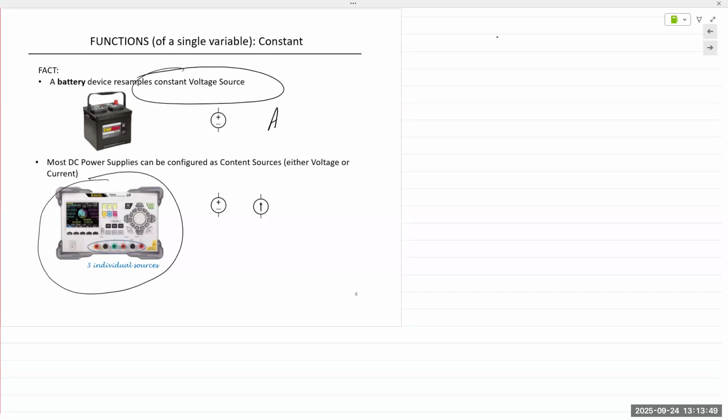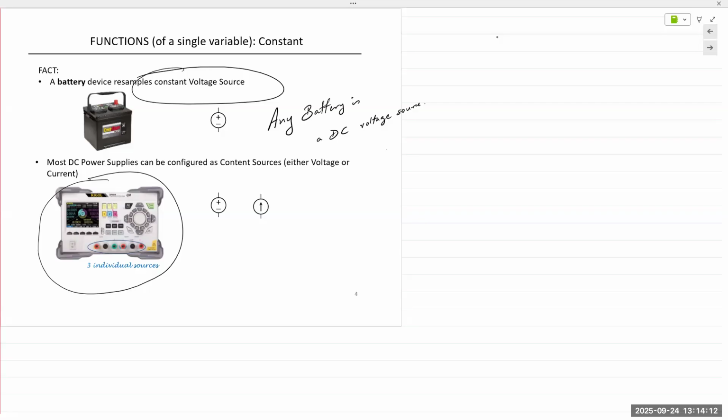Okay. Now, DC power supplies, like the ones that are shown here. So I'm going to note any battery is a DC voltage source.